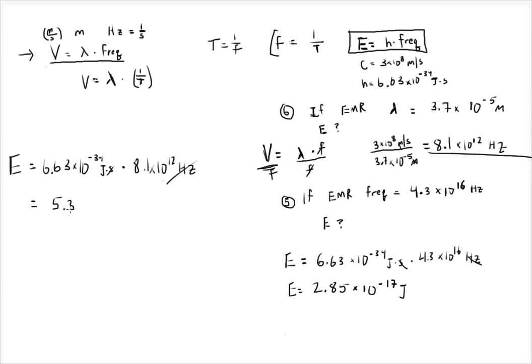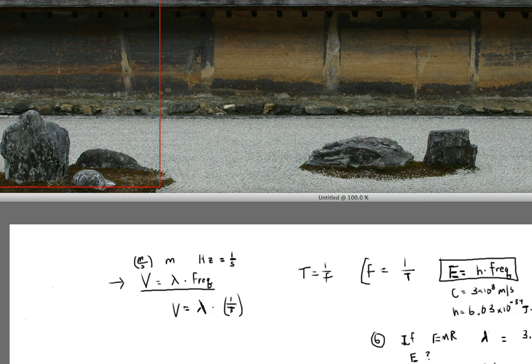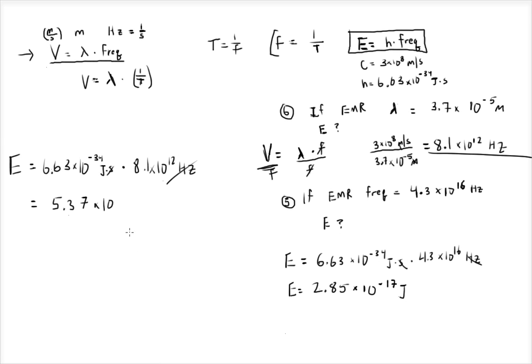5.37 times 10 to the 21 joules. Nope, negative 21. Sorry about that.